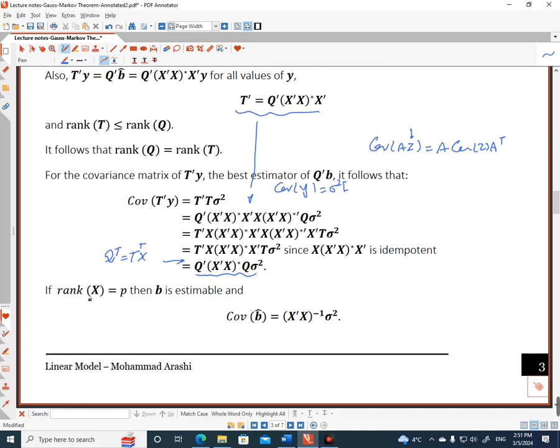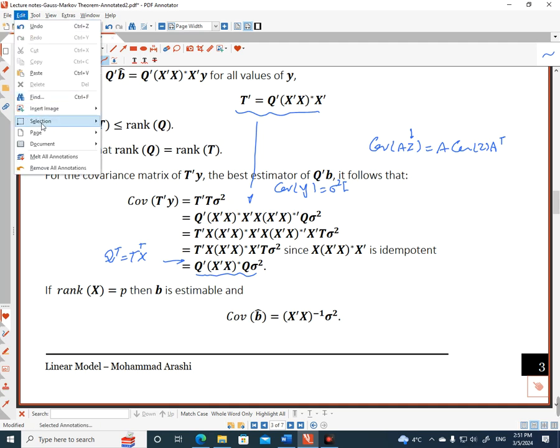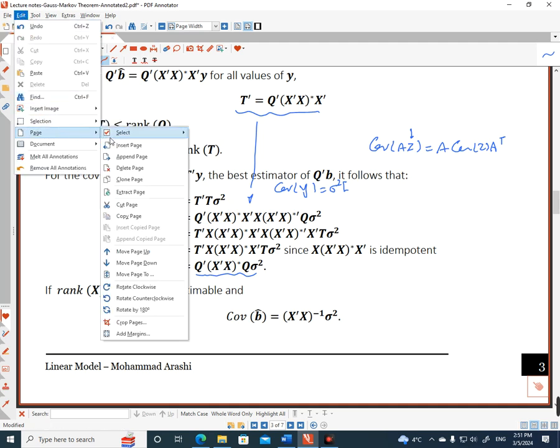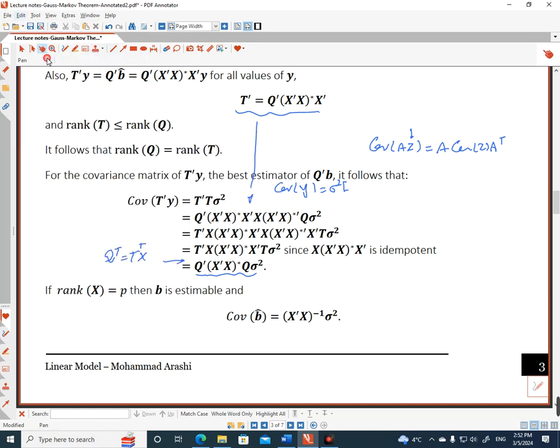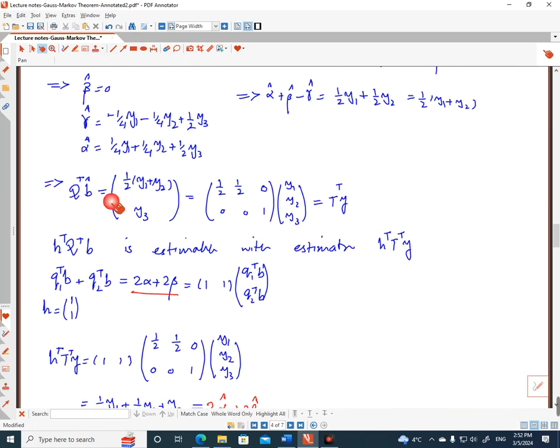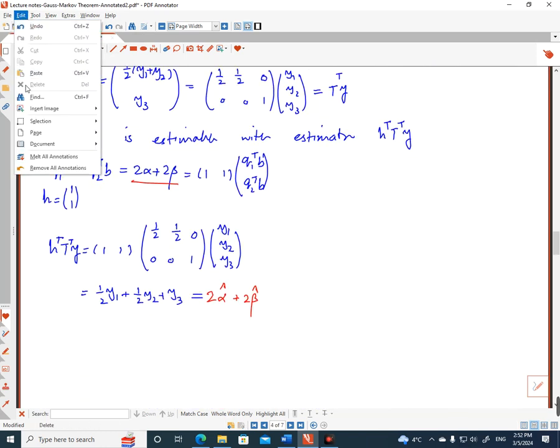For sure, if X is of full column rank, which is equal to p, then B is estimable, and the covariance of B hat, the estimator, is given by this formula. Now let's have another illustration for this theorem in order to better understand it. Let's go down and append another page.